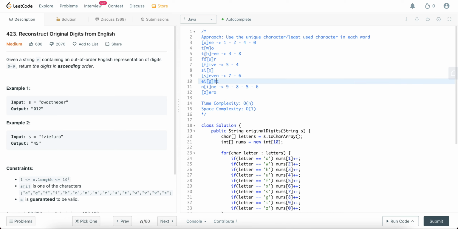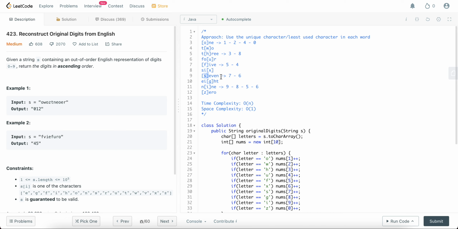So let's just highlight H for 3. And for 4, U is unique in all of the words, so you highlight that. In 5, you can take F because it only appears in 4 and 5. You could also take V, I suppose. But let's just stick to F for now. And then 6, X is unique.